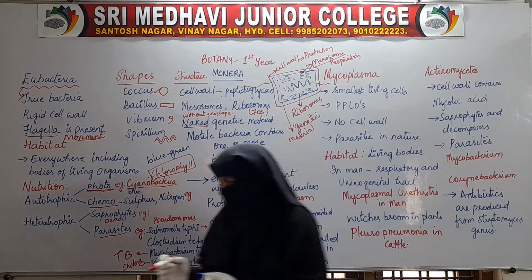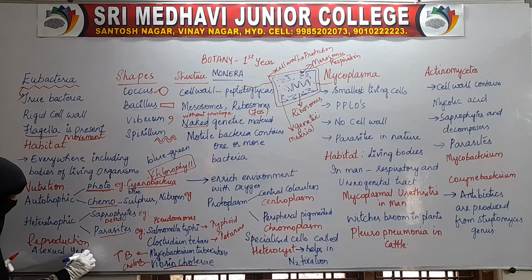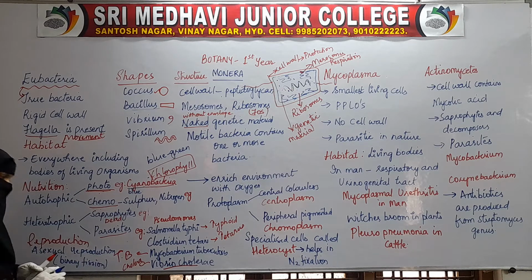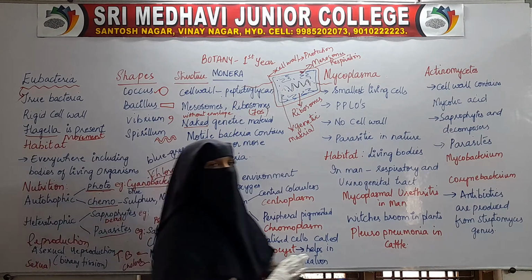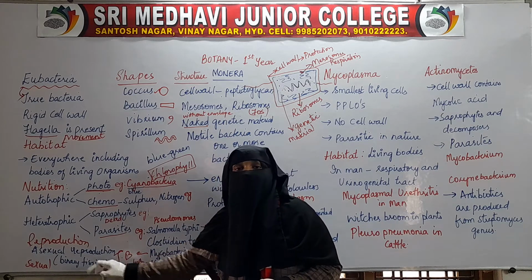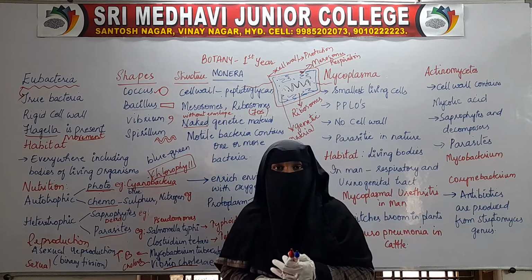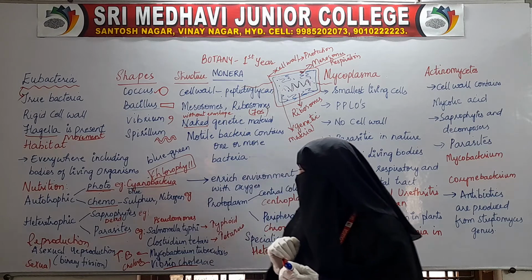and reproduction. In reproduction, they reproduce by asexual reproduction, that is binary fission. And sometimes they also reproduce by a sexual method. But the most common method of reproduction in bacteria is asexual reproduction, that is by binary fission. So now we have studied Archaebacteria as well as Eubacteria.